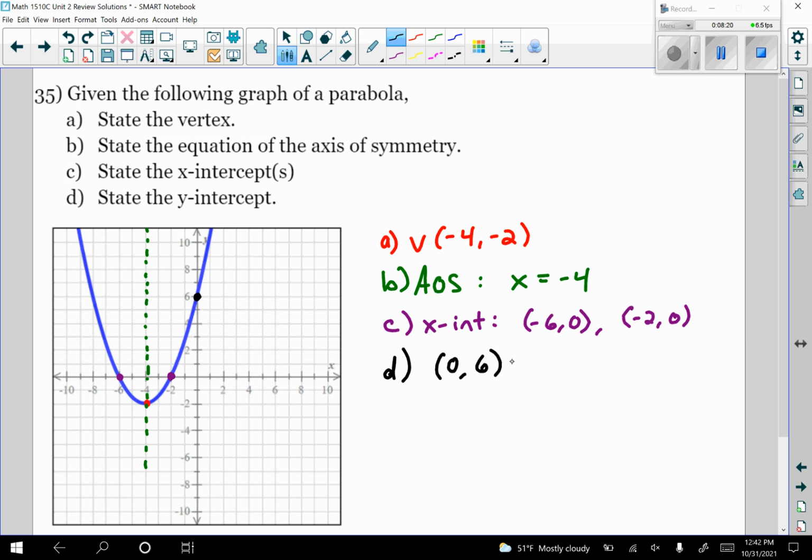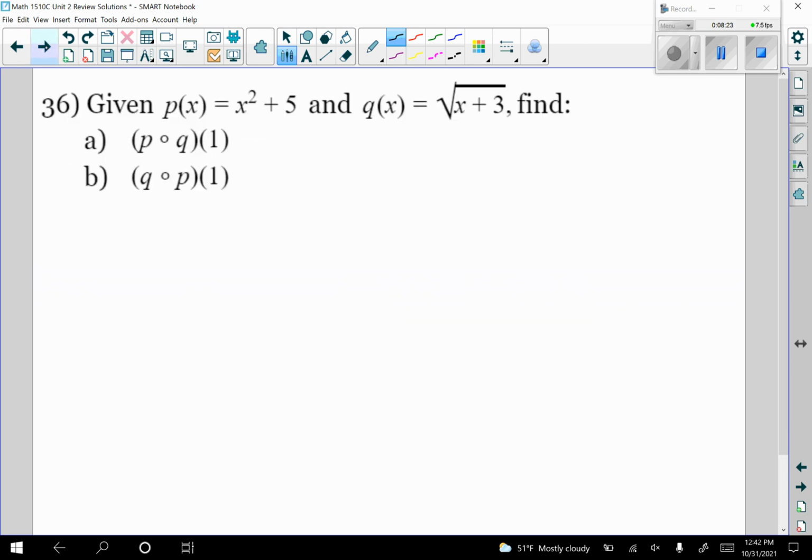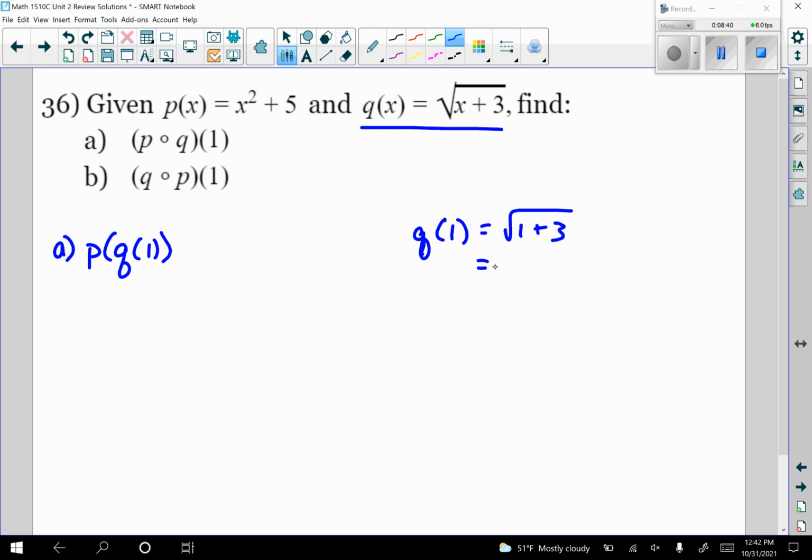That's all we had to do for that problem. Okay, for 36, another composition of functions. So for A, let's rewrite it as P of Q of 1. So first I need to figure out what Q of 1 is. I'm going to use this function, so that becomes the square root of 1 plus 3. Now notice we're not having to take a square root to solve something. The square root is already there. It's a positive square root of 4, which is 2. So this really becomes P of 2. So now I go back to P of x. P of 2 would become 2 squared plus 5, so that's 4 plus 5, which is 9.